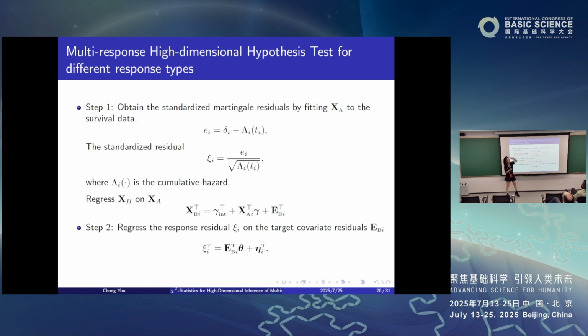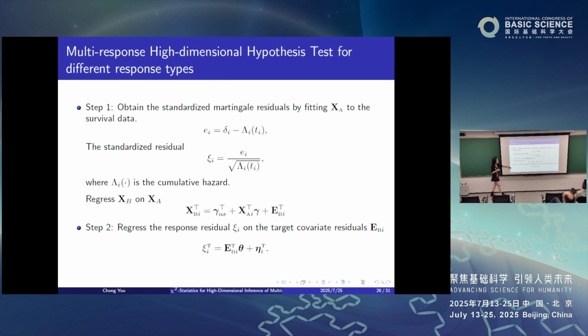And this is actually a Poisson process. It is a counting process. It jumps from 0 to 1. So the variance is like a Poisson distribution. The variance is actually equal to the expectation. So you can standardize this martingale residual, or Pearson residual, using this equation here. And the rest will be exactly the same. We obtain this residual and we find the relationship between this residual and this residual EB here. So this is the second step. Regress the response residual psi on the target covariate residual EB.